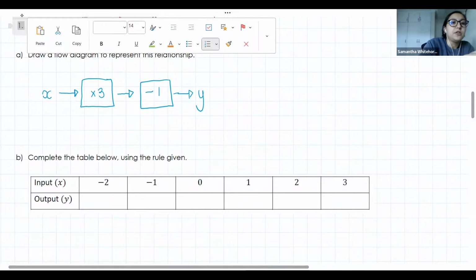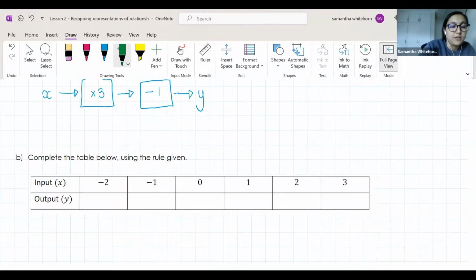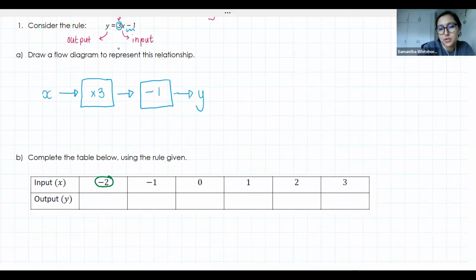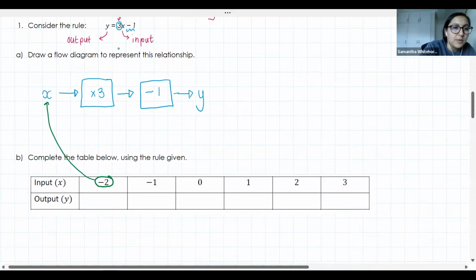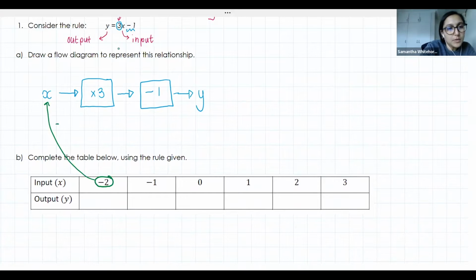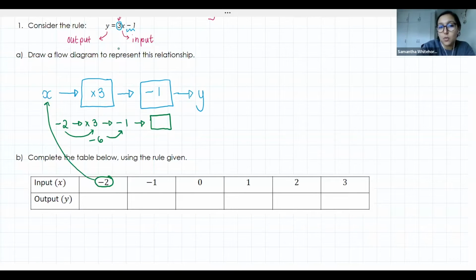So if we have a look at our first input over here, we've got -2. If we take that input and apply it to our flow diagram, we say -2 times 3 minus 1, and we want to get some output of y. So if we say -2 times +3, we get -6. And then if I say -6 minus another 1, I end up with an output of -7. So using my flow diagram, I've been able to figure out what my output is going to be.